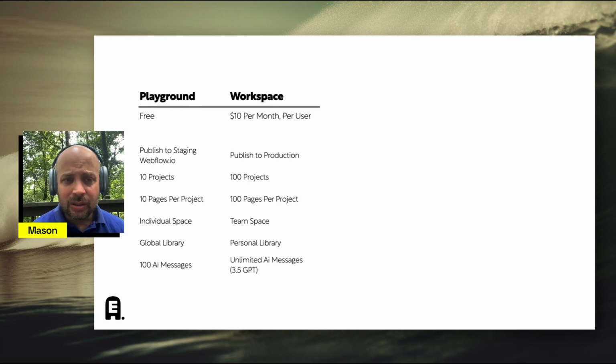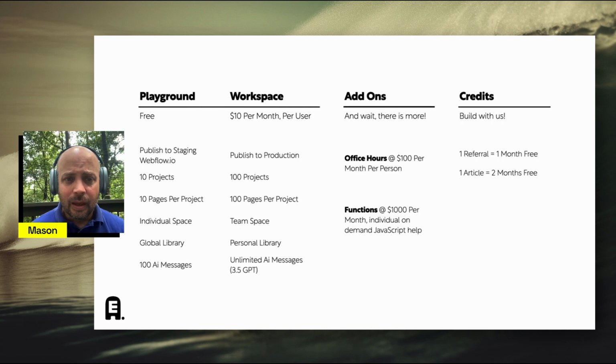And then when we get into enterprise, which we're not going to cover often today, we can look at different models, or how to think about data residency and things like that. The second part of this is the idea of add-ons. And wait, there is more. Office hours, which is being able to work with someone once a week, maybe a couple times a week, at $100 per month per person. This is to have real-life help, people sitting with you in a fixed time, going through and addressing what you might be working on.